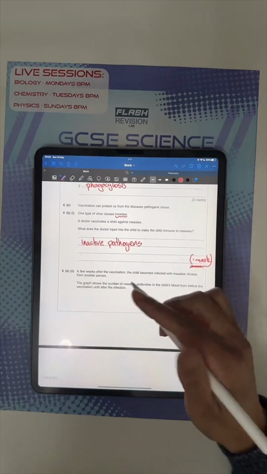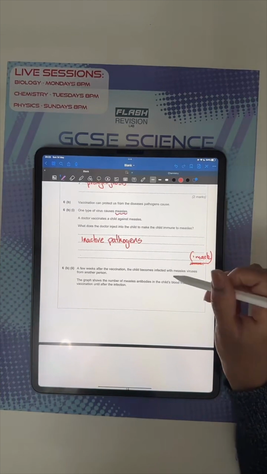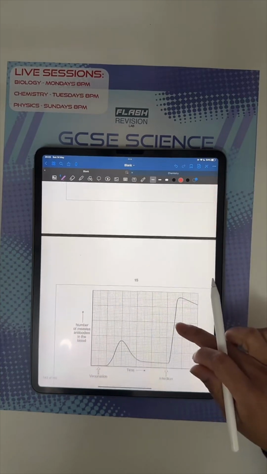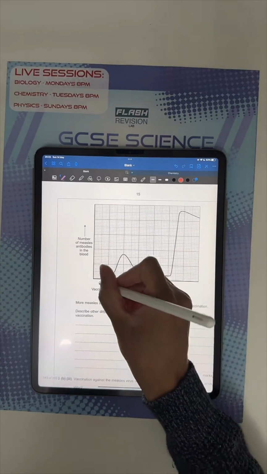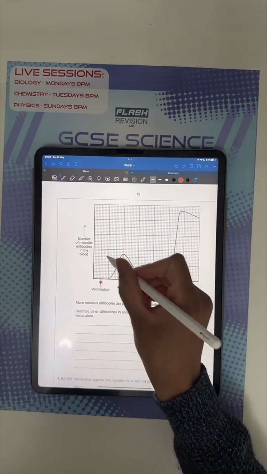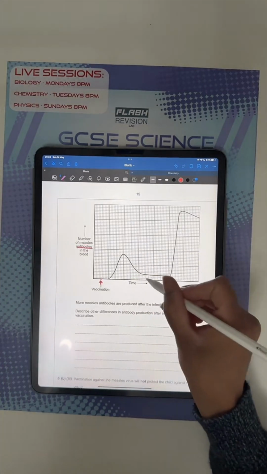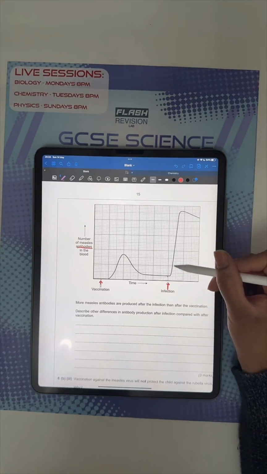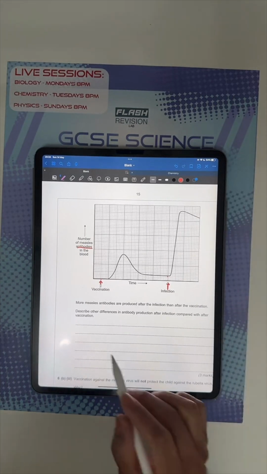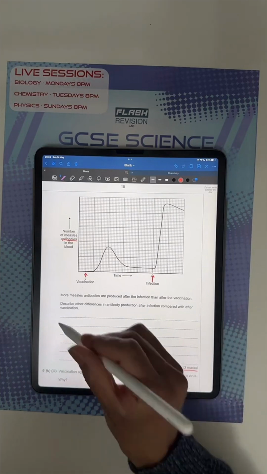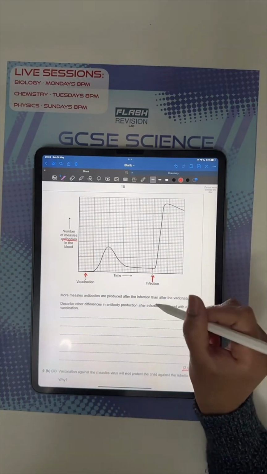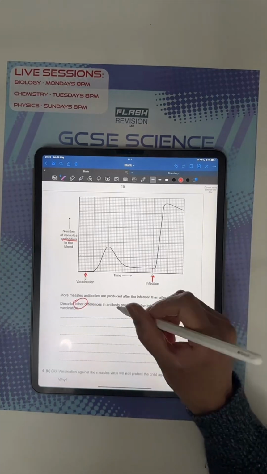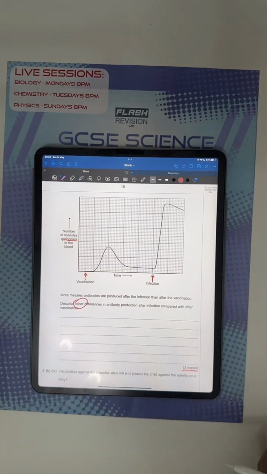Okay, next question. A few weeks after vaccination, the child becomes infected with measles from another person. The graph shows the number of measles antibodies in the child's blood before the vaccination and after the infection. Here the child got vaccinated. You can see the number of antibodies in the blood increases, then it goes back down, and then they catch measles, or get the pathogen from someone, and it goes up again. So the question, 3 marks. More measles antibodies are produced after the infection than after the vaccination. Describe other differences in antibody production after infection compared with after vaccinations.